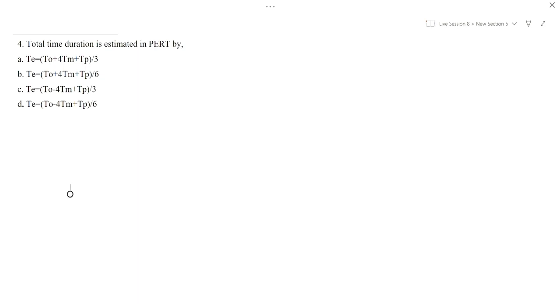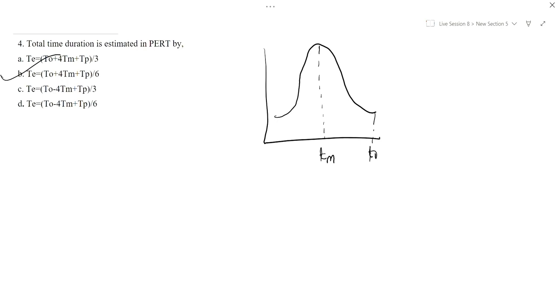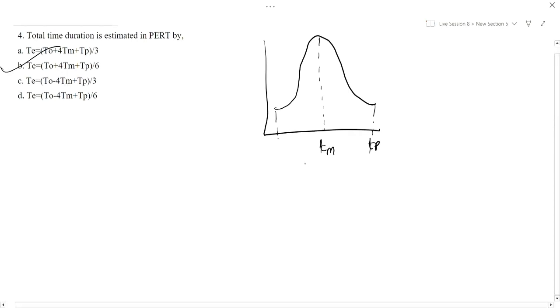Now this is the correct Te, the expected time. The correct option is T naught plus 4 Tm plus Tp by 6, option B. This is the graph, and our projects normally follow Tm, Tp, T naught.